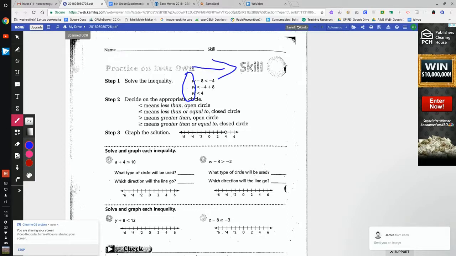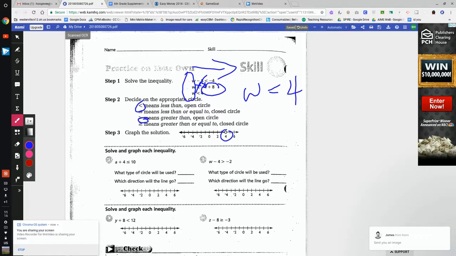So the only way you can get rid of a -8 is to add 8 to get it to 0. So what they did, as you saw here, they have -4 plus 8. -4 plus 8 is 4, so therefore W is less than 4. Open dots are used for less than and greater than.